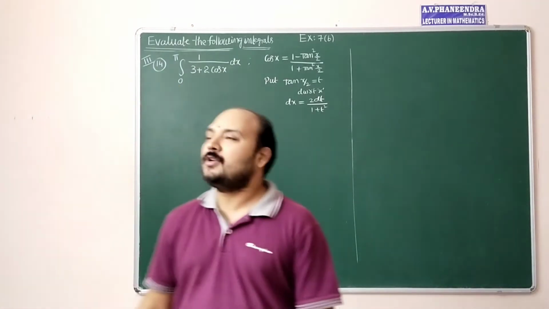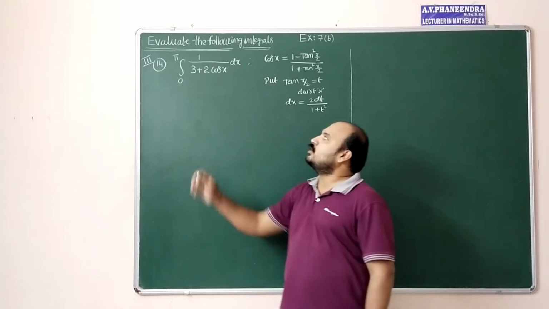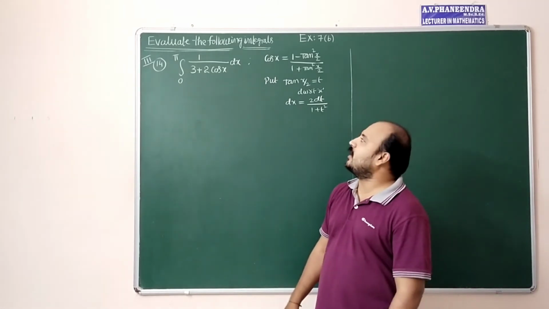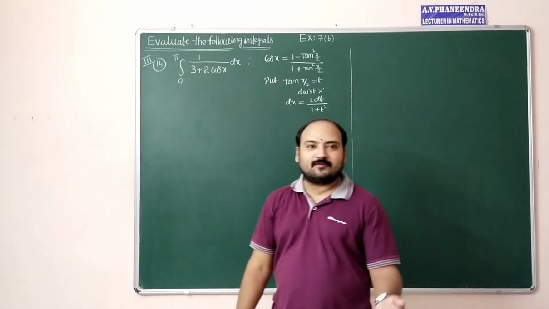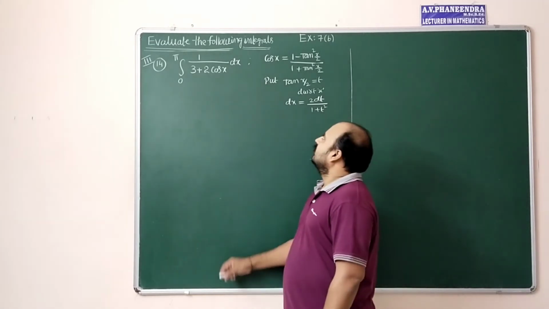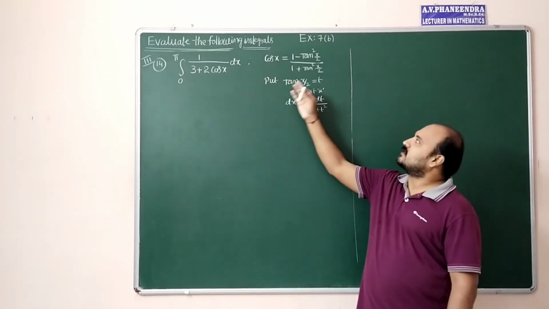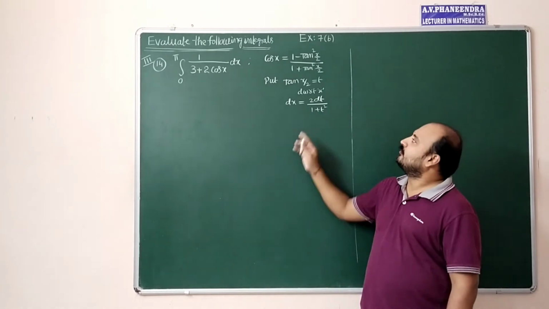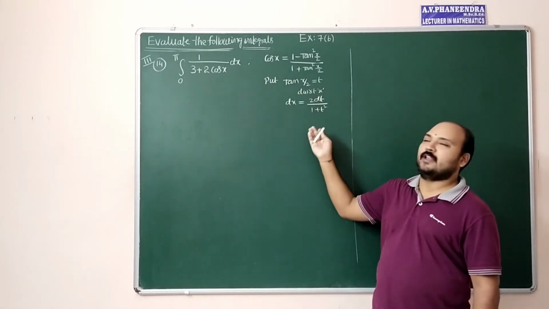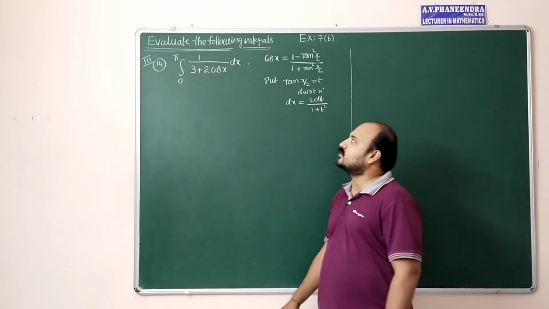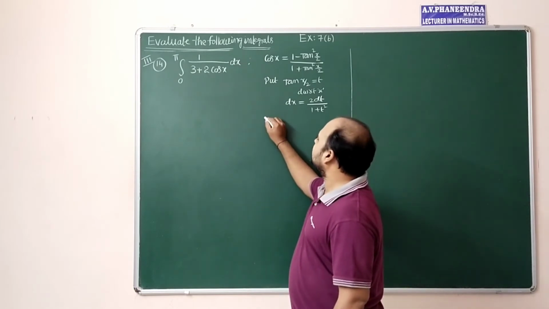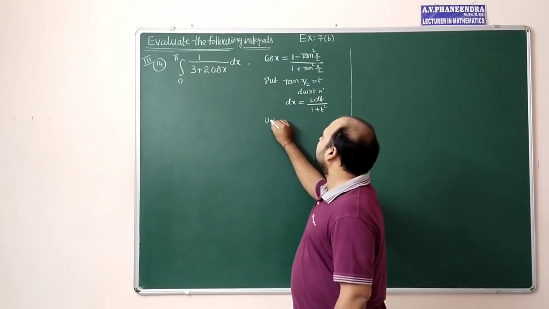The next question. Integral 0 to pi 1 by 3 plus 2 cos x into dx. Like the first problem, we already know cos x in terms of tan x by 2. Tan x by 2 equal to t, then dx equal to 2 dt by 1 plus t square. Now we are going to change the limits. Whenever you are taking a substitution, limits will change.